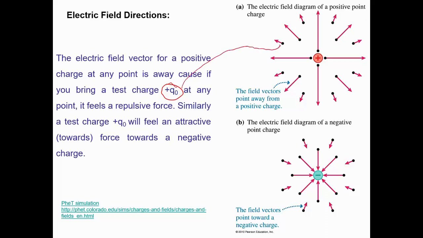If you bring a test charge at any point, this test charge would feel a force of repulsion, which is directly away, radially away from this charge. That's why for a positive charge, the direction of electric field is radially outward.